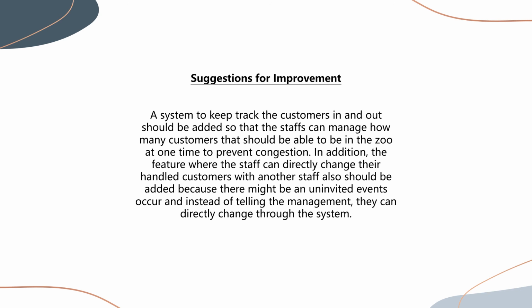And our suggestion for improvement is that a system to keep track of customers in and out should be added so that staff can manage how many customers should be in the zoo at one time to prevent congestion. In addition, a feature where staff can directly change their handled customers with another staff should also be added, because there might be an unexpected event, and instead of telling the management, they can directly change it in the system.